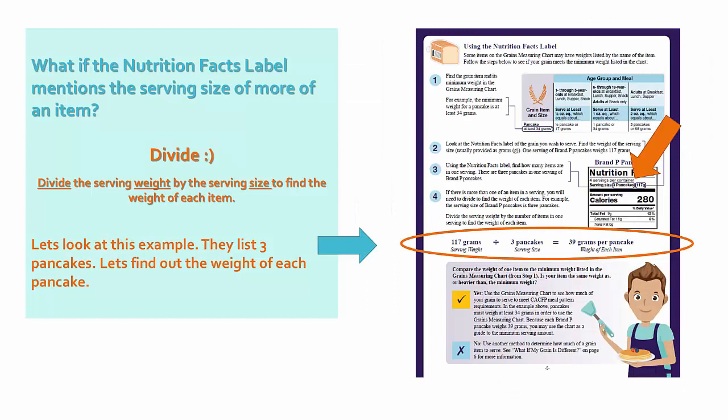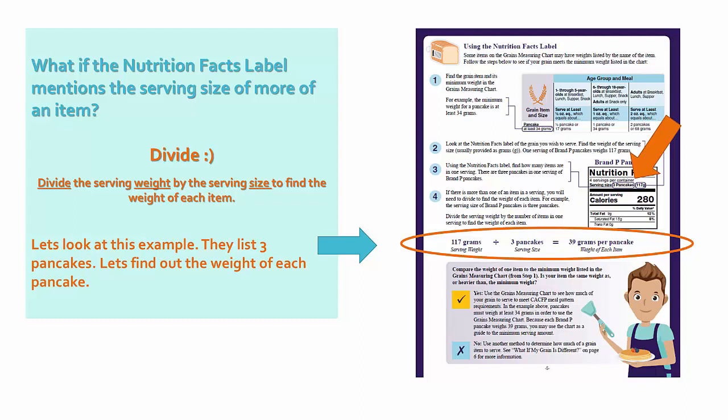So what if the nutrition facts label mentions the serving size of more of an item? In this example on the right, we have a nutrition facts label that mentions the serving size for 3 pancakes, okay? So if that's the case, then you will need to divide, okay? So divide the serving weight by the serving size to find the weight of each item.